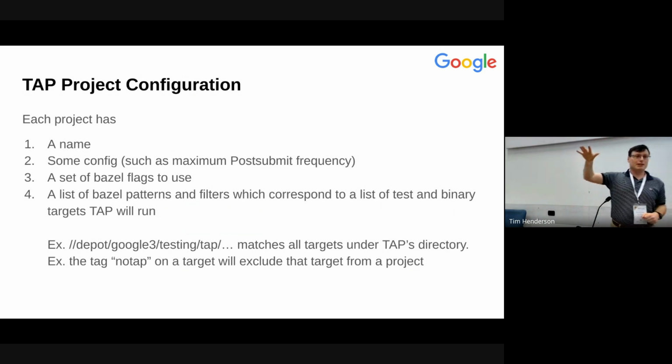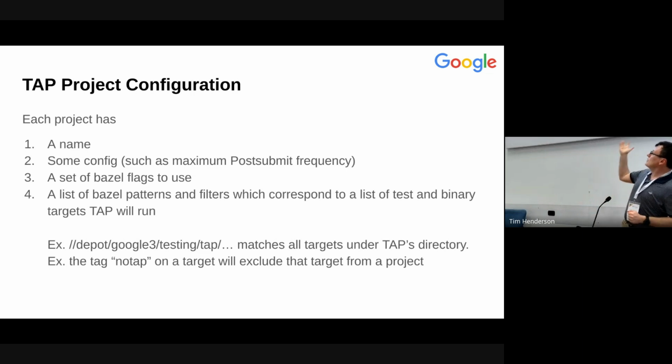You have a name for your project. That's like the ID. That's how you'll find it. Very minimal config, or none at all, such as frequency, which is an optional thing. Otherwise, we just run it as frequently as possible. So most people don't set that. Some Bazel flags to use if you need to customize the flags. Once again, completely optional. We'll just run with the default flags, and that's actually what we would like you to do because it's more efficient if everybody uses the same compiler flags.